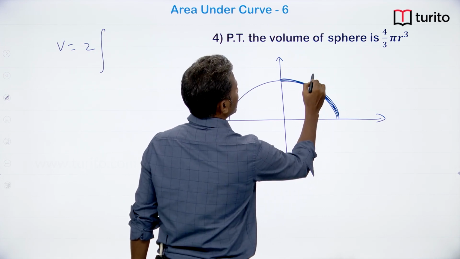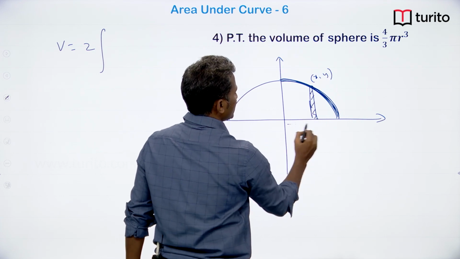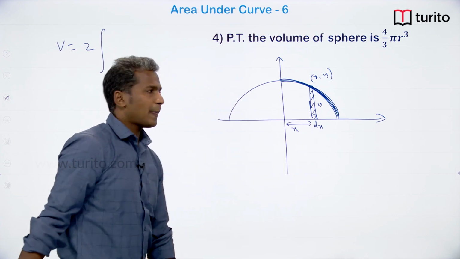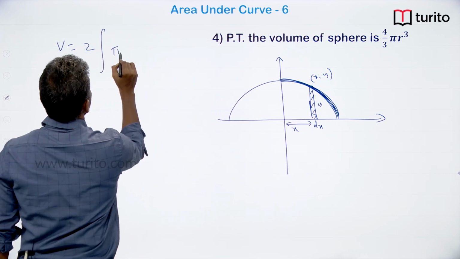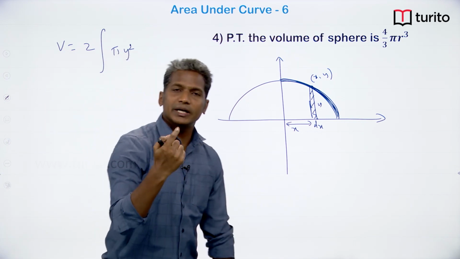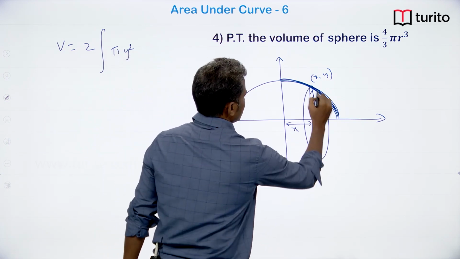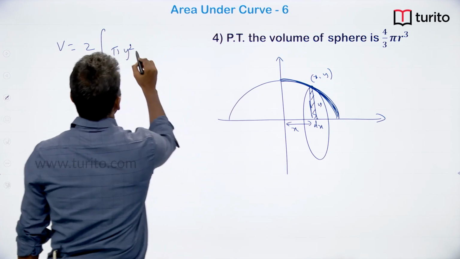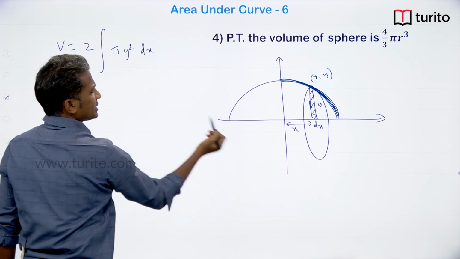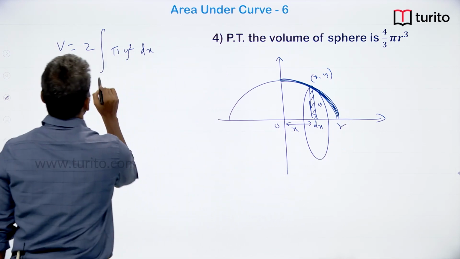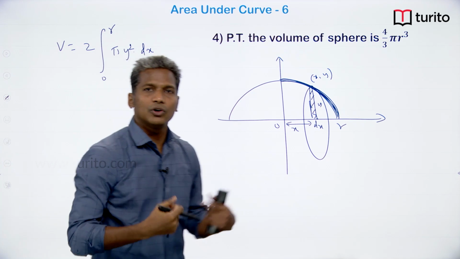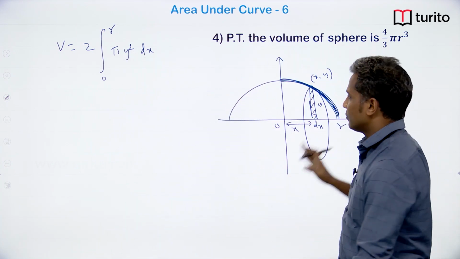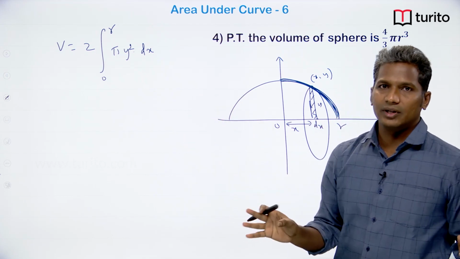That means basically I have taken a point here which is x comma y, which means this distance is x, thickness is dx, height is y. So by taking pi y square, I am going to get the area of the disk. So this pi y square will give us the area of the disk. Now into dx, if I integrate this starting from 0 to r, I am going to get the volume of the sphere. So here we have taken the simple idea, we have formulated everything, we have constructed everything.